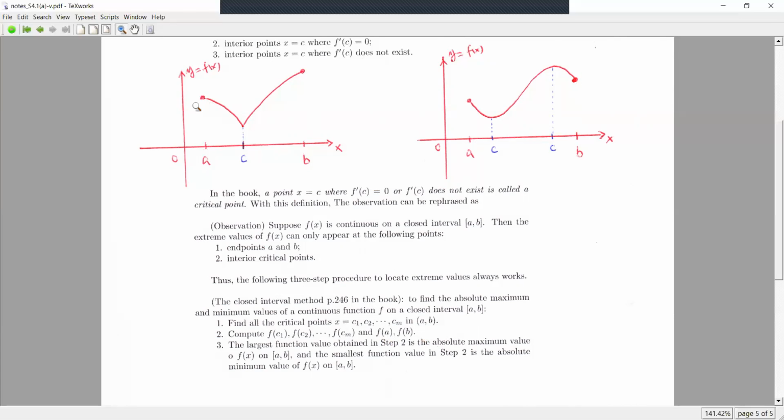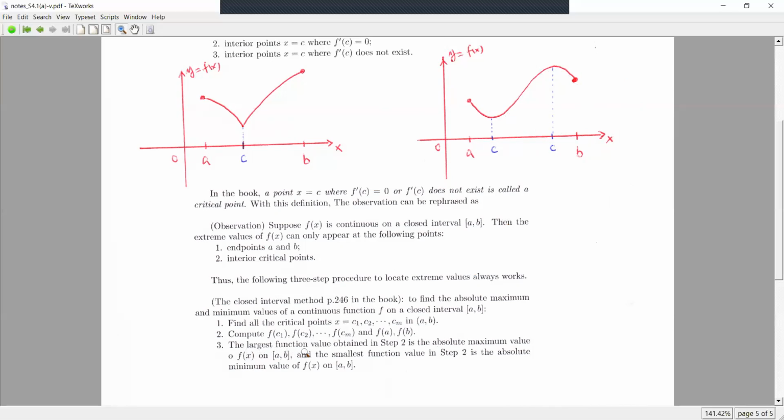Now compare these function values. Focus on this graph. We have 2 critical points, C1 and C2. Compute the function value at C1 and at C2, and also compute the function value at A and at B. Now we have 4 function values. Compare these 4 function values.